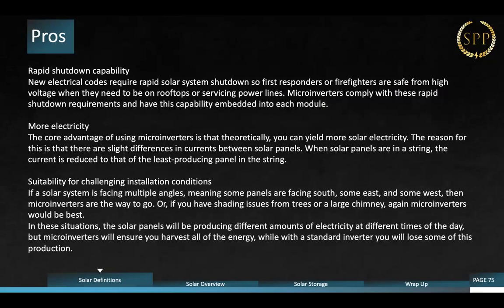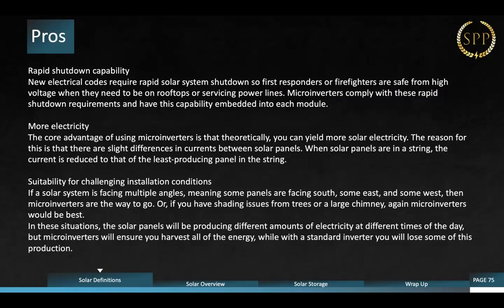There's suitability for changing installation conditions. So if you have multiple angles or facing, or multiple azimuths is going to be the best example. So south, east, west, north, the microinverters will be the way to go. Or if you have some type of shading issues, because you can put them on multiple azimuths and still not have to worry about them being tied up into that string. In these situations, the solar panels will be producing different amounts of electricity at different times of the day, but microinverters will ensure you harvest all the energy. While with your standard inverter, you'll lose some of its production because of the shading, because of the defects, because of whatever the case may be.